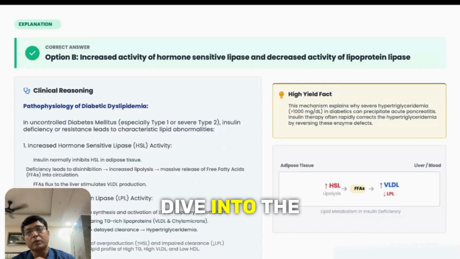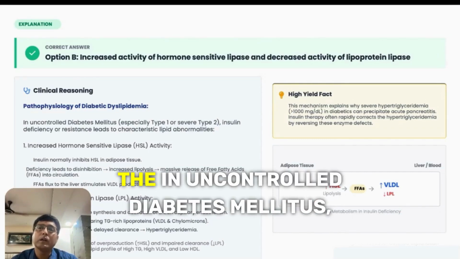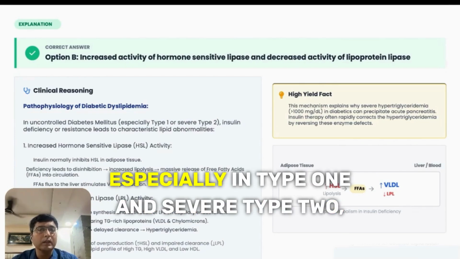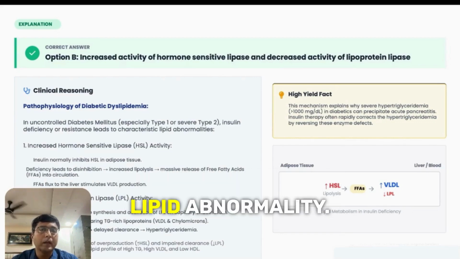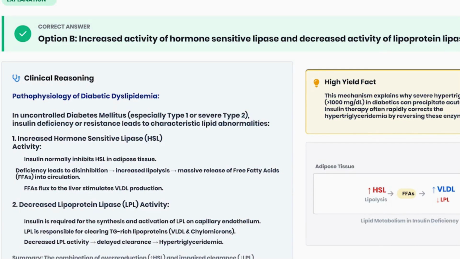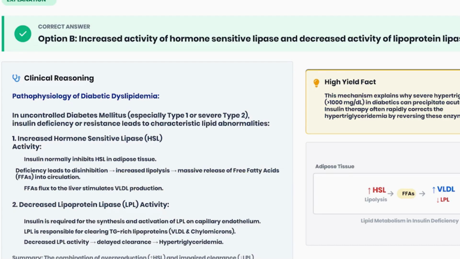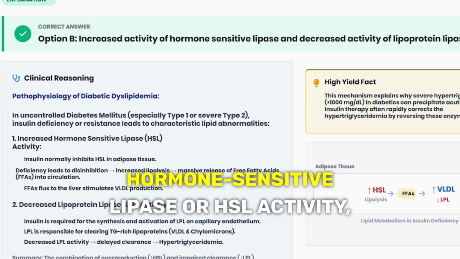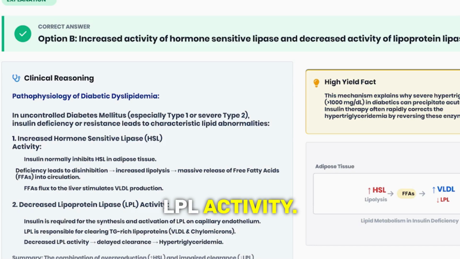Now let's dive into the explanation. As we all know, in uncontrolled diabetes mellitus, especially in type 1 and severe type 2, insulin deficiency or insulin resistance leads to the characteristic lipid abnormality. Regarding the pathophysiology of dyslipidemia related to diabetes mellitus, number 1 is increased hormone sensitive lipase or HSL activity and decreased lipoprotein lipase or LPL activity.